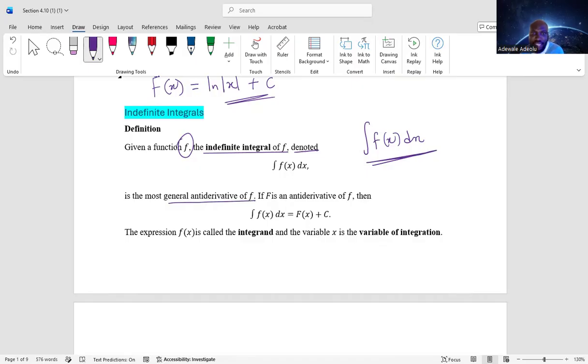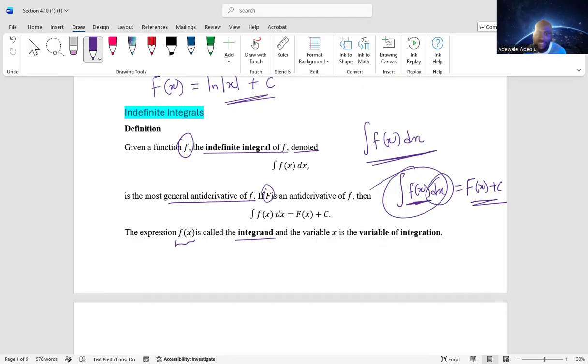So if capital F is an antiderivative of that function small f, then the antiderivative of this function is going to be F of x plus C. This is the notation that tells us that we are looking for the antiderivative of a function. And the f of x is called the integrand. That is, this f of x is the integrand. And what tells us about the variable of integration is this dx.